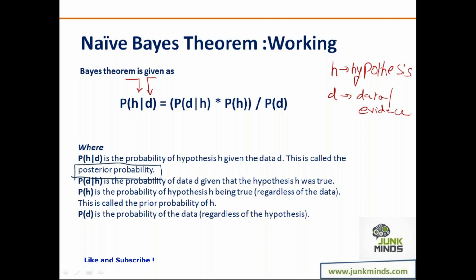So when I say I'm calculating the posterior probability of H in presence of D, what it means is, what is the probability of the hypothesis H being true in presence of the data or evidence D, right? So that is what the posterior probability is.